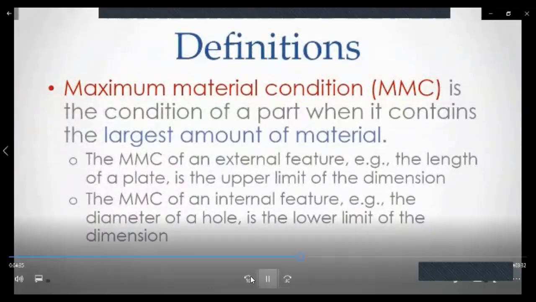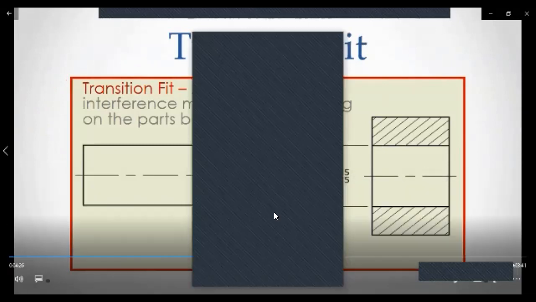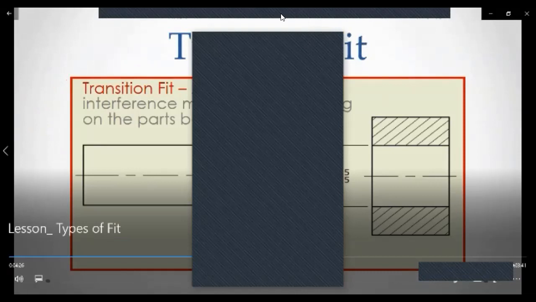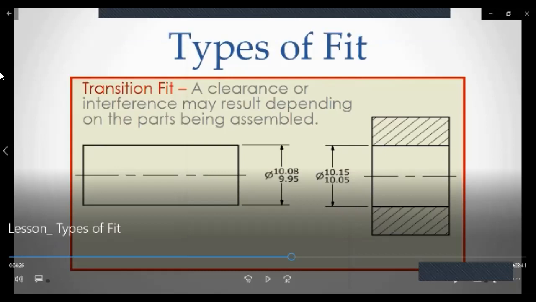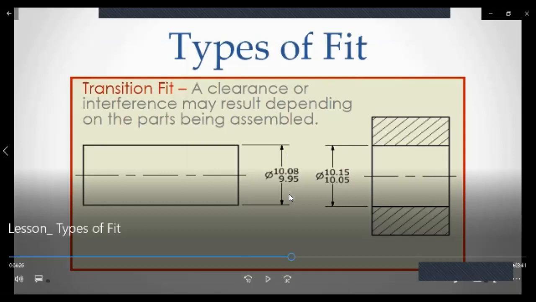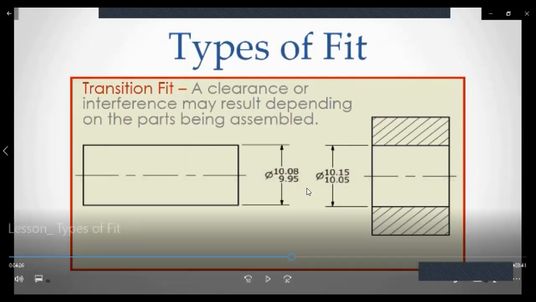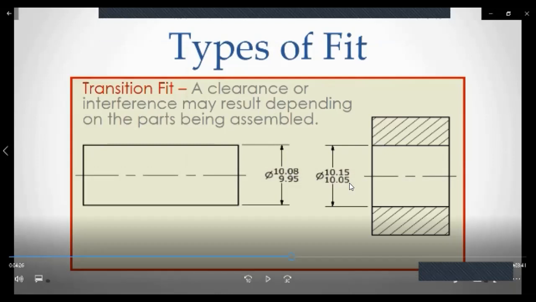When we think about how parts fit these situations, was that clear? Transition fit. You see, in a transition fit, you have chances of both fits appearing. You could have a clearance fit, you could have an interference fit. It depends on which part you have taken. Because within the tolerance range, for example, 9.95 to 10.08 for the shaft, if any part is produced in between these two, we say that it is an acceptable part, right? And even for the hole, if it is between 10.05 and 10.15, then we say it is acceptable.